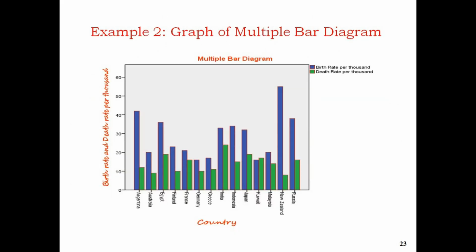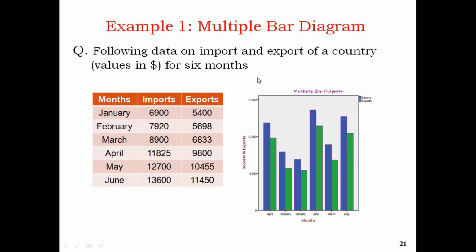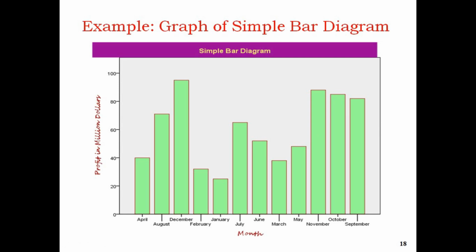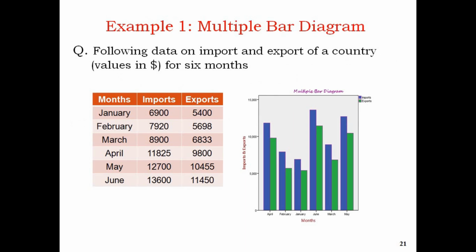So for example 1, I am going to show you how to perform a multiple bar diagram in SPSS. Here the data set on imports and exports of a company for 6 months is given. So months January, February, March, April, May, June. For 6 months, imports and exports of a country are given. I have already performed this multiple bar diagram in SPSS, and here I have given a screenshot of this diagram. Similarly I have given one for the simple bar diagram also. I have already performed this in SPSS, so I have copied the diagram here, and I have done the same thing for the multiple bar diagram. So now for months, imports and exports, I am going to perform it.